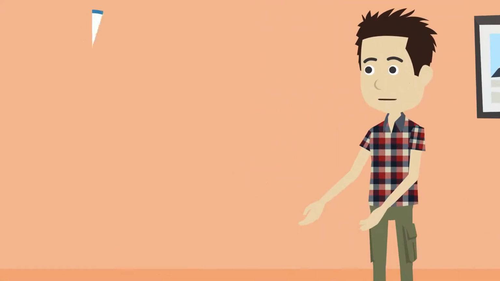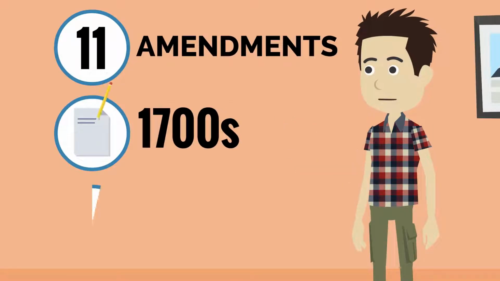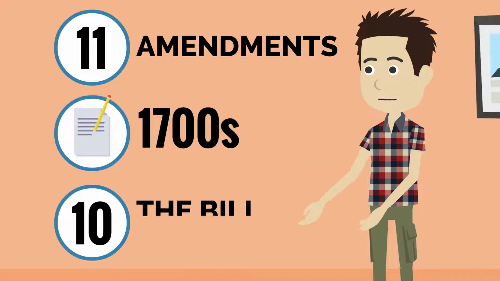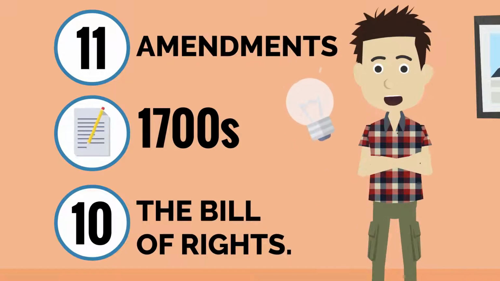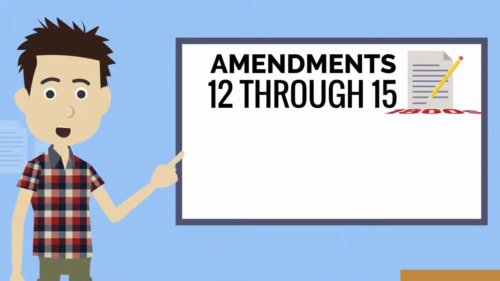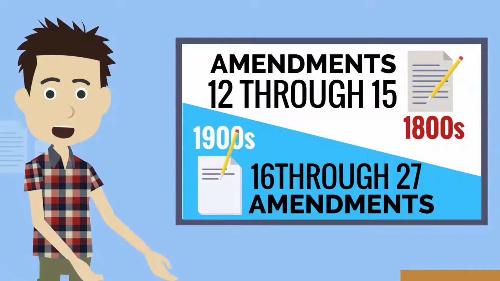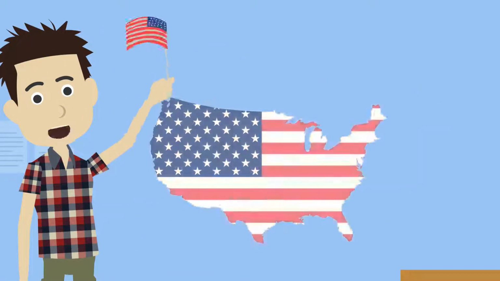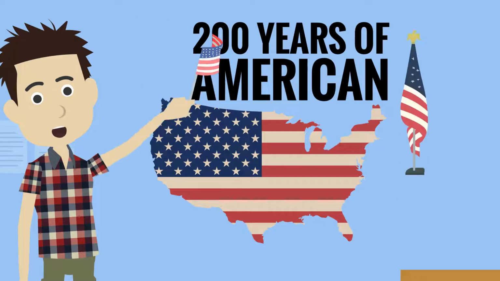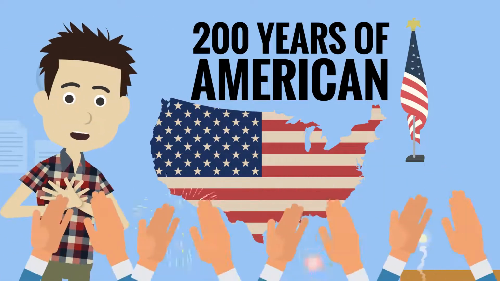Last time we learned about the first 11 amendments. They were written in the late 1700s. The first 10 amendments are called the Bill of Rights. Now remember that. I may test you on that in just a few minutes. Amendments 12 through 15 were written in the 1800s, and Amendments 16 through 27 in the 1900s. These amendments cover 200 years of American history. Wow, that's our story, the story of us.